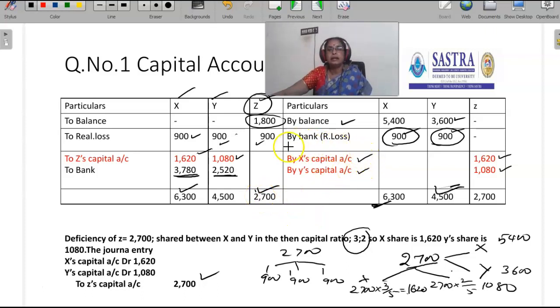Here the loss or deficiency treatment should be highlighted with red color. Okay.